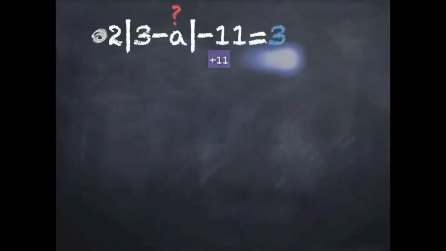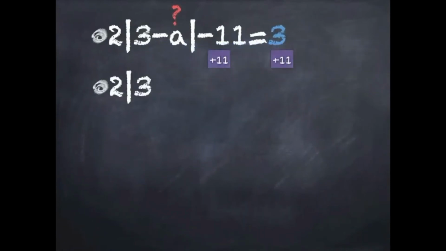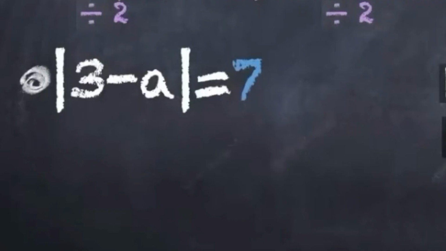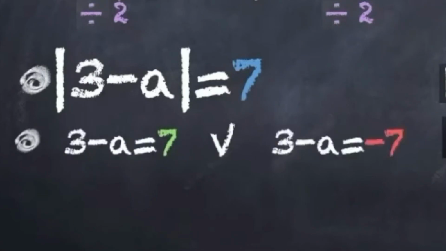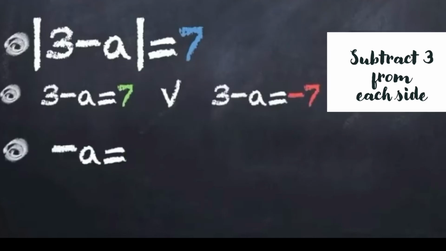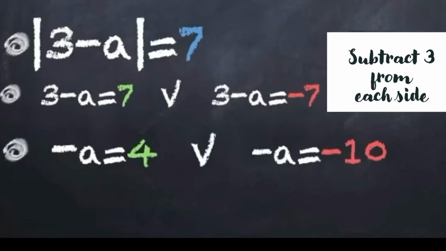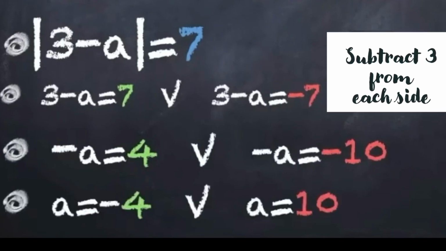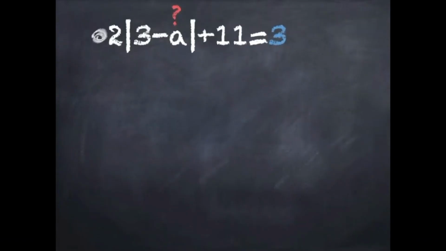Here's another example. Add 11 to each side, and then divide by 2 each side to isolate the absolute value. Always make sure your target is to put the absolute value on one side. Divide by 2 to get absolute value equals 7, and then what's inside the absolute value is 7 or negative 7. Subtract 3 from each side to get negative 8, and then take the opposite to get negative 4 or 10. Let's have another example.